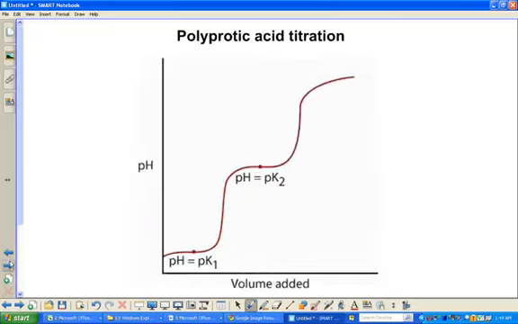One other thing, polyprotic acid titrations. Polyprotic acid, of course, meaning an acid that has more than one hydrogen in it. Sulfuric acid would be one example of that. Carbonic acid would be another. Phosphoric acid would be yet another. Alright.